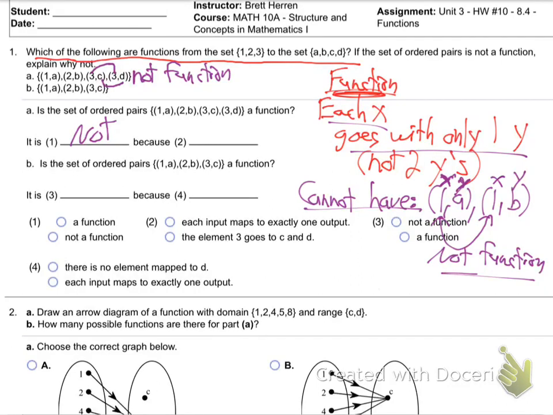because 3 goes to C and D. That's the problem. All right, what about the next one? This one. This one's a function because every x goes to only one y. It is a function because each input maps to exactly one output. There it is. So there we go. I guess I'm on the wrong blank there, huh? It's a function because each input goes to one output.